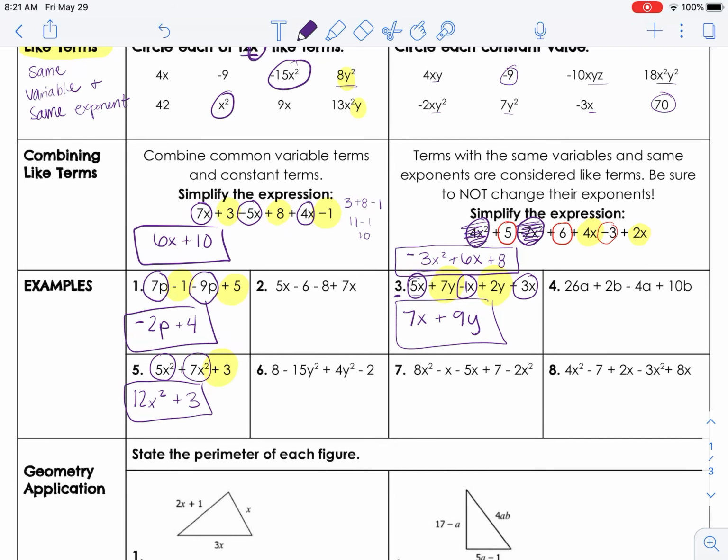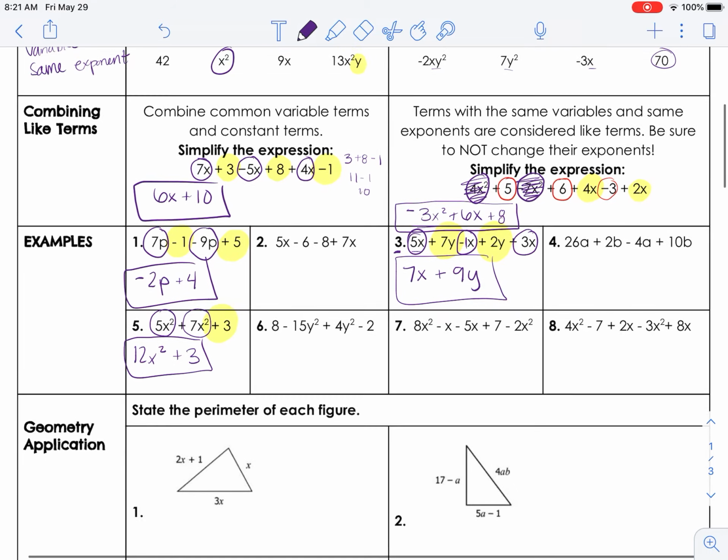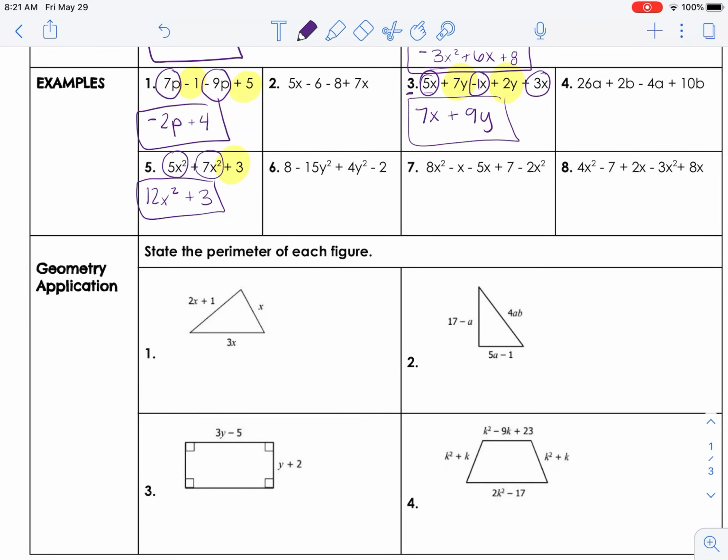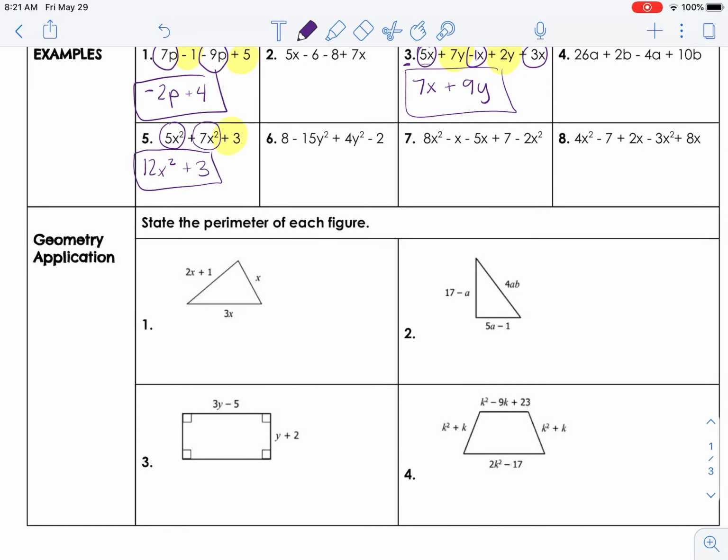So go ahead and try the rest of these examples on your guided notes and see how you do with that. We're going to look at one more thing, and this is geometry applications. So this says state the perimeter of each figure. If you remember, perimeter is just where you add up all the sides. So we're going to take all of these side measures and add them together.